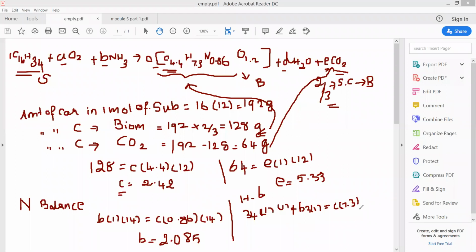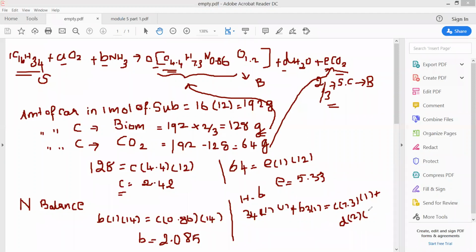Okay, C into 7.3. Ma'am, we have a doubt. Tell me. Ma'am, how did this value come? The 2/3? They have given in the problem that 2/3 of the substrate is being converted to biomass. That is the question.